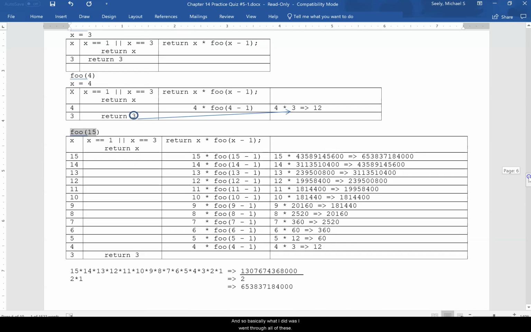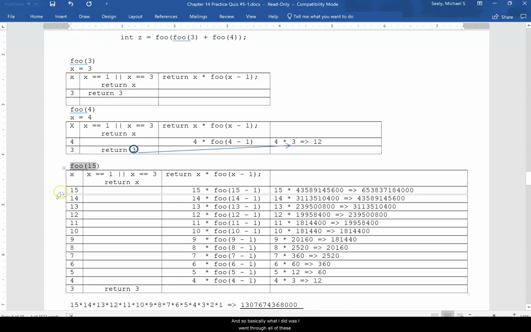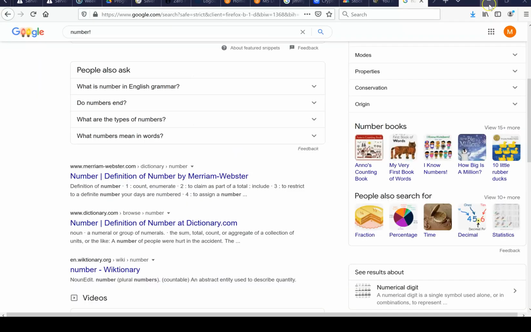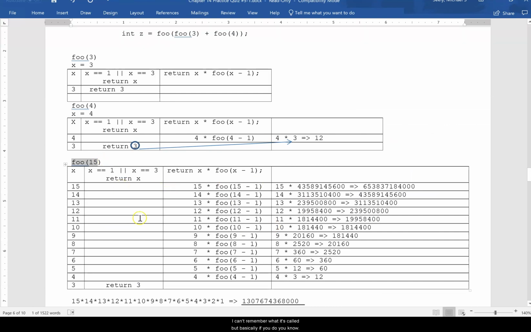All right. And so basically what I did was I went through all of these. So you're basically doing a, what's the mathematical thing when you put an exclamation point after the number? Let me look it up real quick. I'm going to pause the video and I'm going to look it up and come back to you. I can't remember what it's called, but it's on the tip of my tongue. I'm going to remember it right when this video ends.